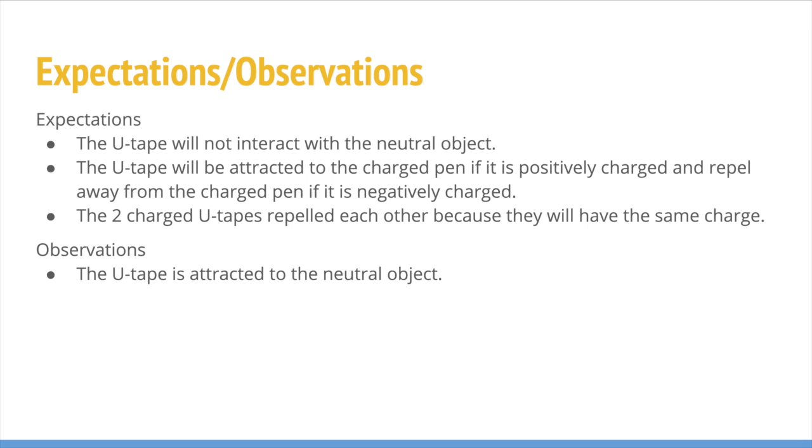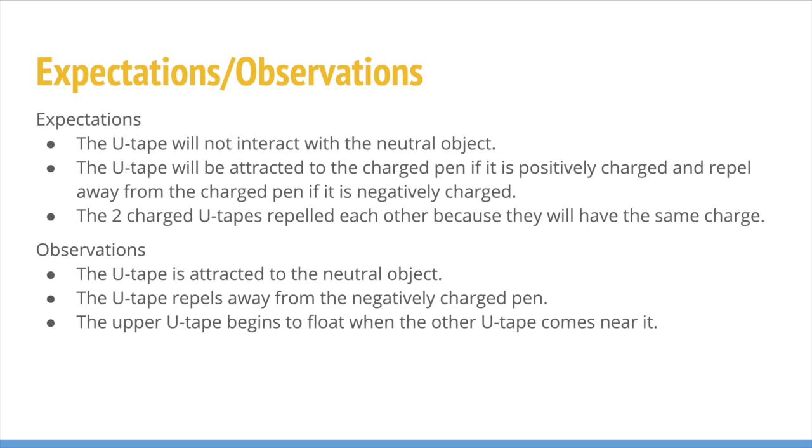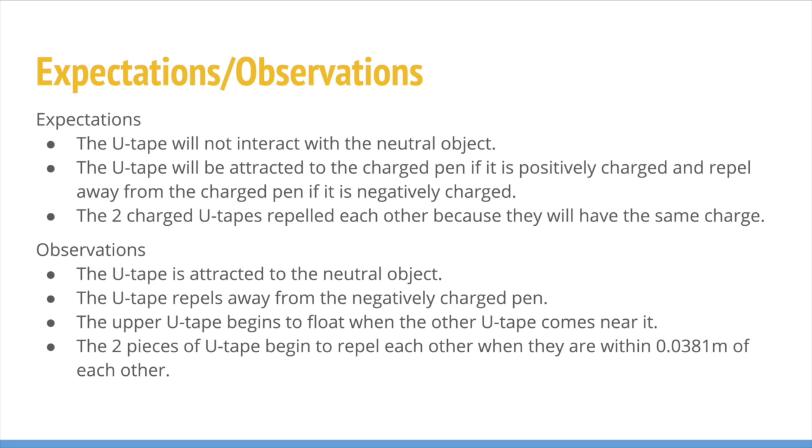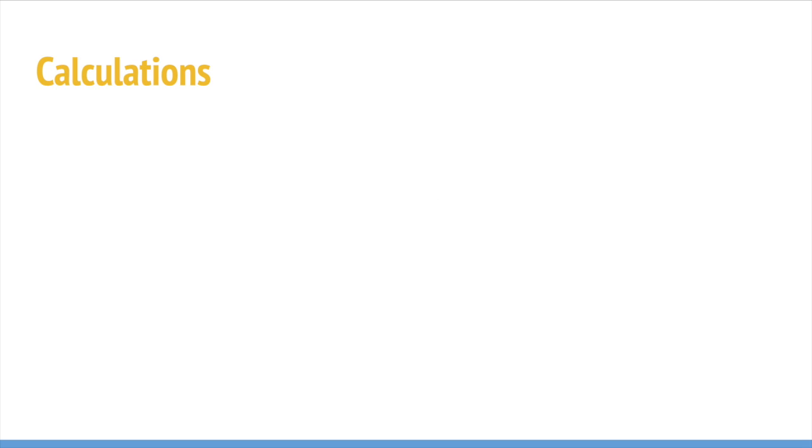And for my recorded observations, I recorded that the U-tape was attracted to the neutral object, that the U-tape repelled away from the negatively charged pen, and that the U-tape began to float when the other U-tape came near it. The two pieces of U-tape began to repel each other at a distance of about 0.0381 meters. After recording my observations, I then did some calculations.